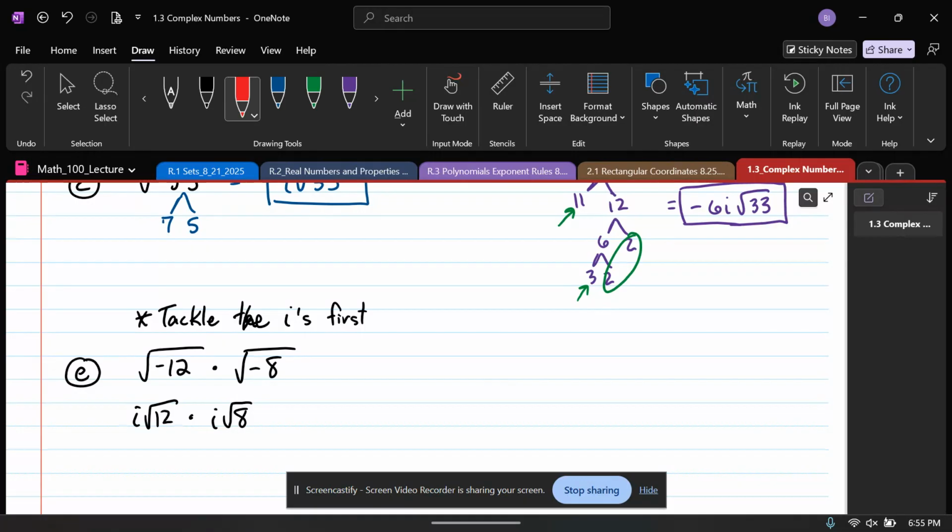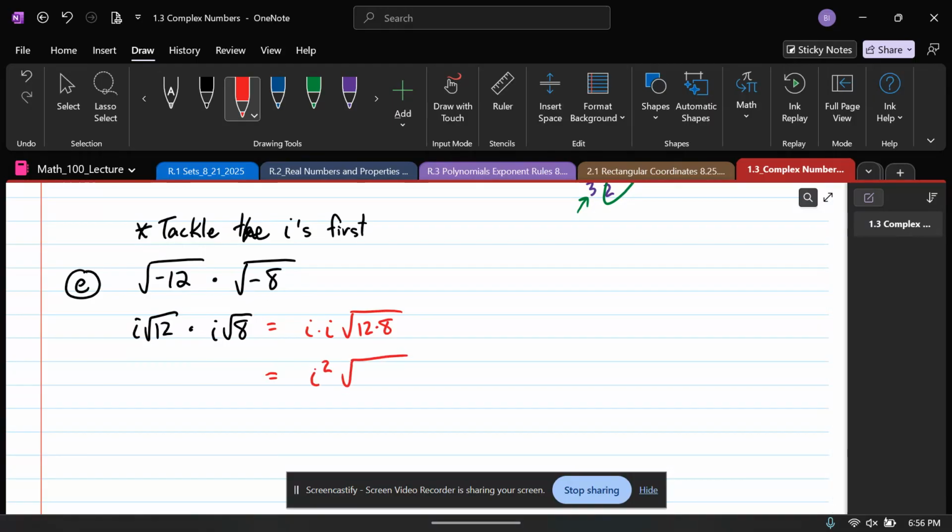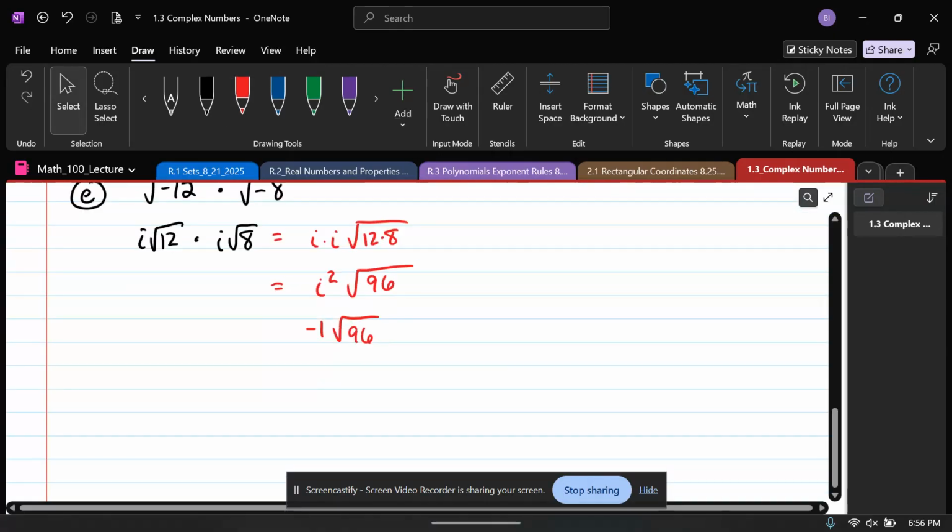All right, so tackle the I's first. Then multiply it together. So I have I times I on the outside, and on the inside I got 12 times 8. What's I times I? Very good. And then I squared is what? -1. So that's going to come back. Remember that table at the beginning I said you had to memorize? That's where that -1 comes from. And then 12 times 8 is 96. So I got to break down that 96 now.